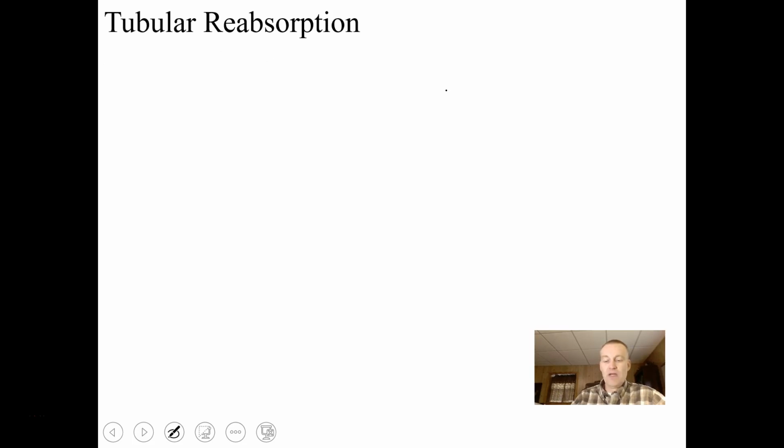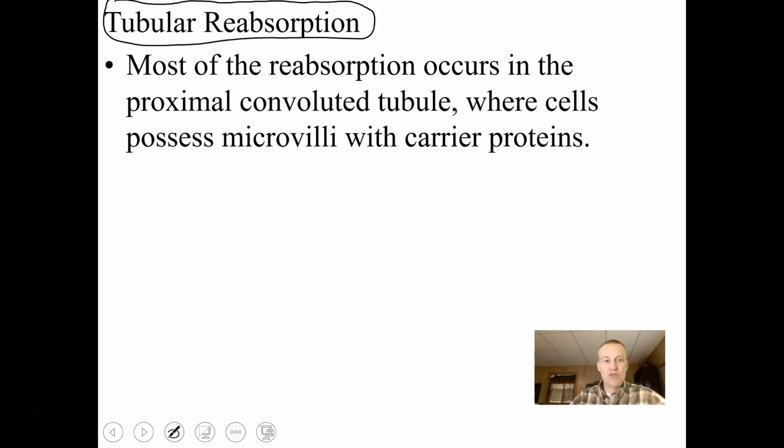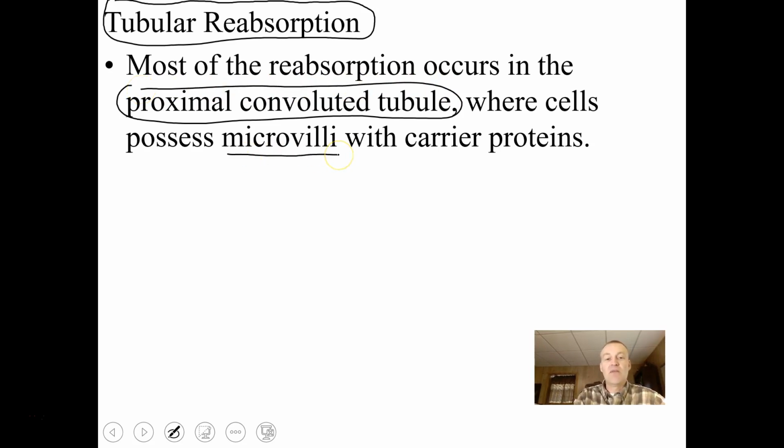Okay, so we just talked about filtration. Let's talk about tubular reabsorption. Remember, reabsorption is where you take materials in the tubule and bring them back into the bloodstream. That's tubular reabsorption. Most reabsorption is going to occur in the proximal convoluted tubule, the PCT. That's where those cells contain the microvilli. They contain lots of mitochondria, lots of ATP, lots of endoplasmic reticulum and Golgi apparatus, and therefore they make lots and lots of carrier proteins.